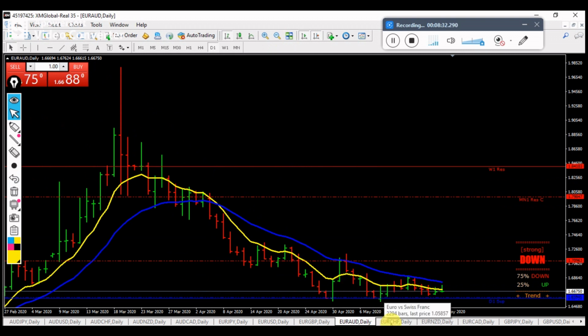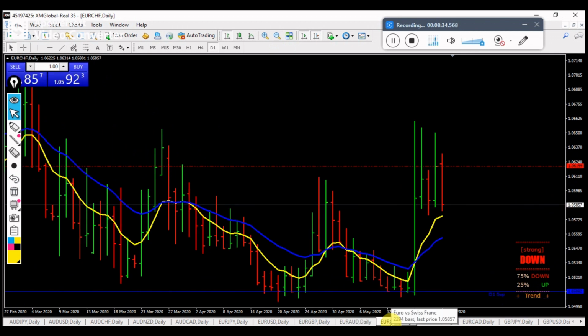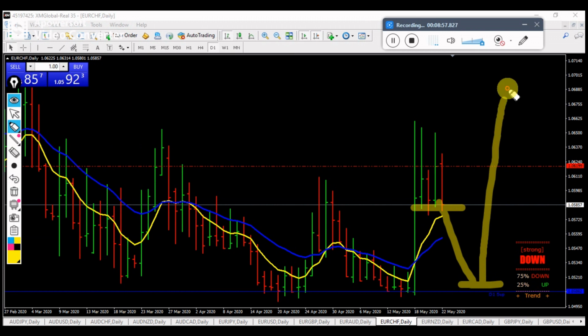Let's move to our next pair, which is Euro CHF. Right now I'm not gonna do anything in Euro CHF for the upcoming week because it's in between right now. If it comes down to this level, I'm definitely gonna buy, but I will not recommend you to sell Euro CHF because it is right now at a lifetime low price. So in the long term, I'm expecting Euro CHF to go up.